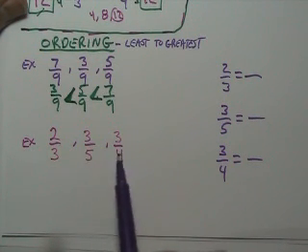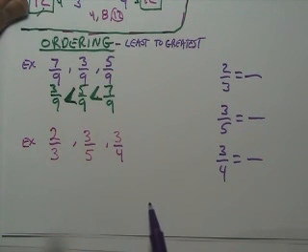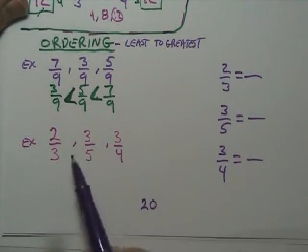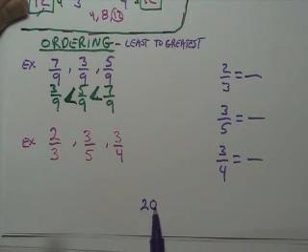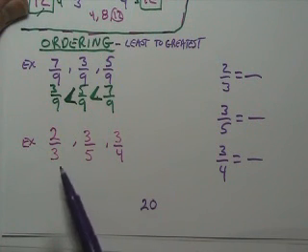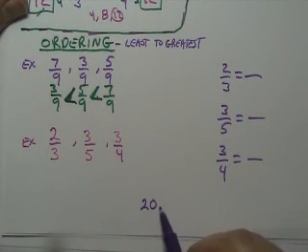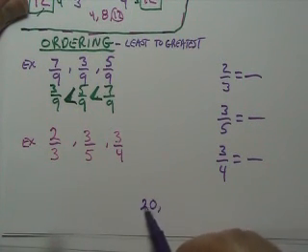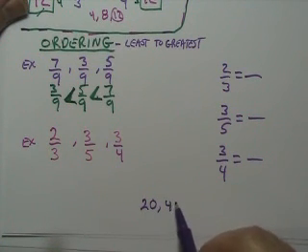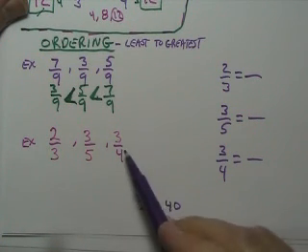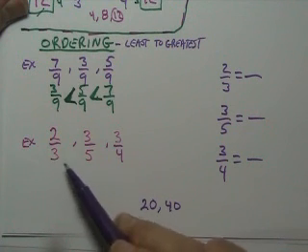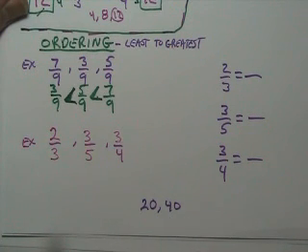Let's see. 5 times 4 is 20. I'm just going to write that right down here. And will 3 go into 20? No. I know 5 does and I know 4 does, but not 3. Okay, let's try another number. Well, it'd have to be 40. It'd have to be a multiple of this. 40. I know 5 goes into 40. I know 4 goes into 40. Does 3 go into 40? No. So let's try another number.